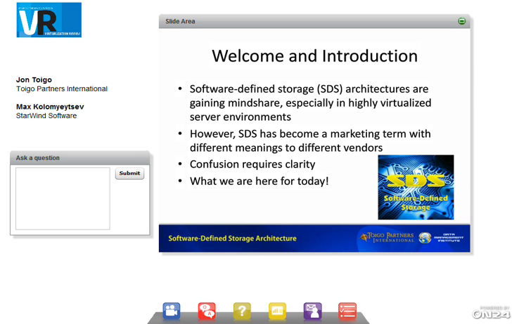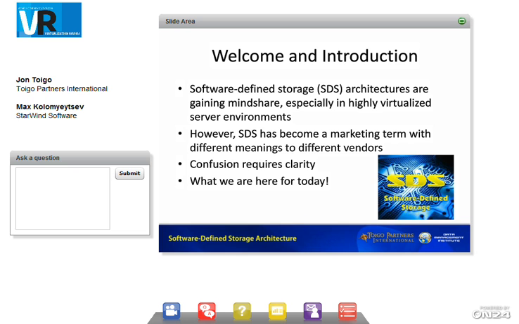So, again, my goal here is not to evangelize software-defined storage architecture per se, but only to try to help us all understand what it means and how it works. And I hope that this will better equip all of us to have good discussions with our vendors and to determine what the available alternatives are for software-defined storage that might be the best ones for our environment.